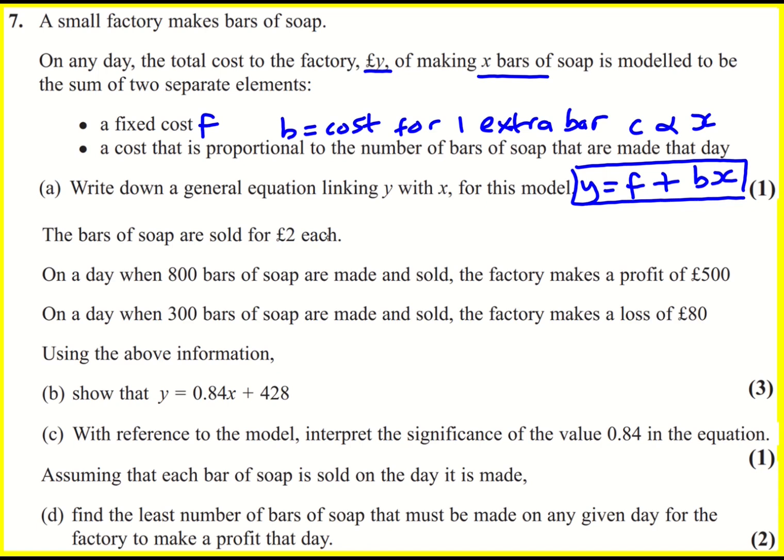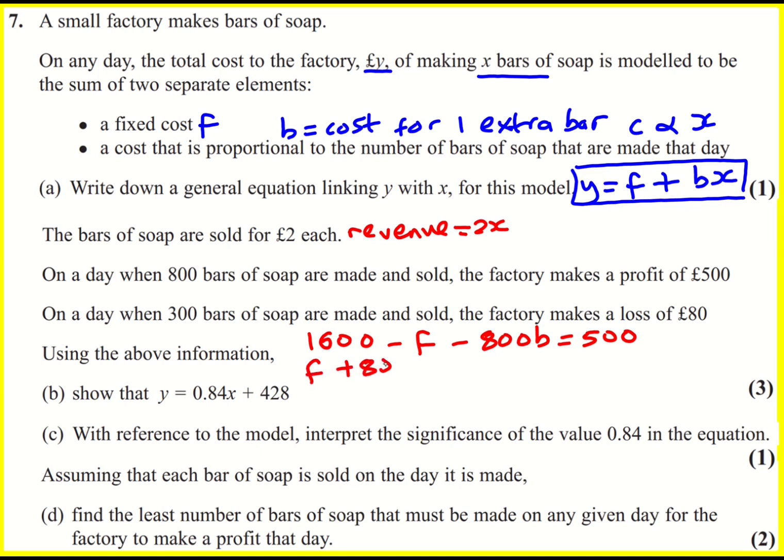The bars of soap are sold for £2 each, which means our revenue is going to be 2 times x. On a day when 800 bars of soap are made and sold, the factory makes a profit of £500. Let's deal with that first. The revenue for that is going to be 1600, but I need to minus my costs, F plus BX. So I'll minus F, and then minus B times 800, so 800B. That will equal 500. Rearranging, F plus 800B is 1100.